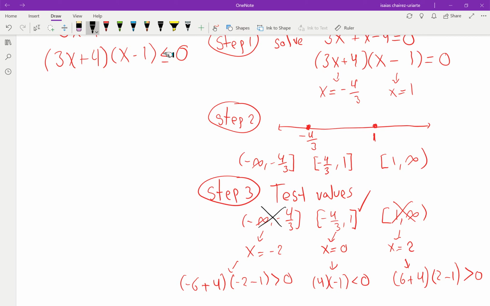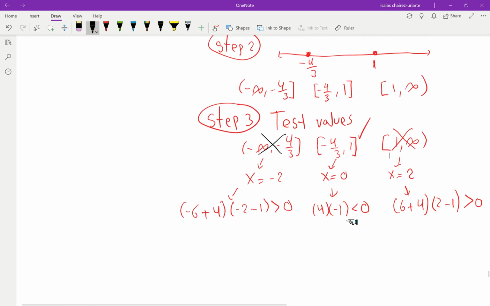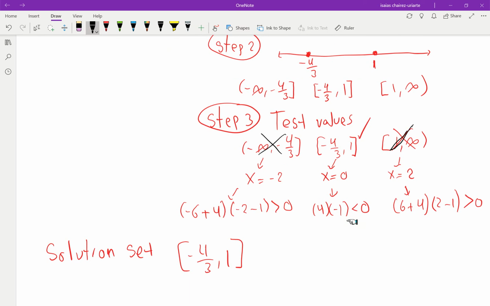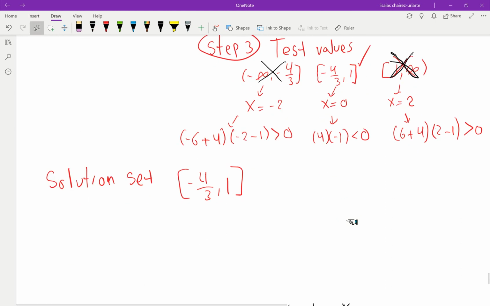And so then I think we have found our solution set. Our solution set is negative 4/3 to 1, inclusive. So I think we're done. So we're going to say that the solution set is negative 4/3, 1. Okay, I hope you agree with that answer. And good. Let's move on to the next one.